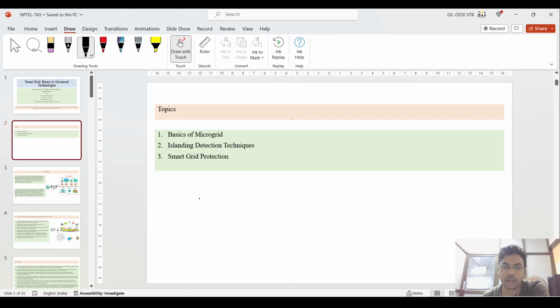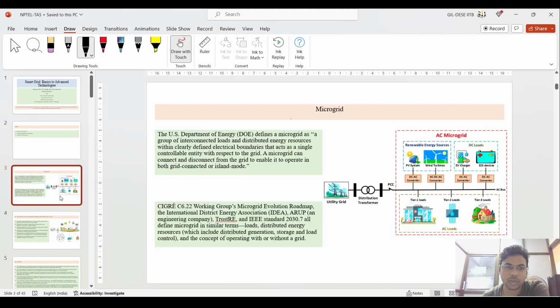These are the topics which I am going to cover today: the basics of microgrid, then islanding detection techniques, that is passive, active, and hybrid techniques, and some communication-based techniques also. And the last one is smart grid protection. These are the three topics which I am going to cover today. So, starting with the first topic, that is the basic microgrid definition.